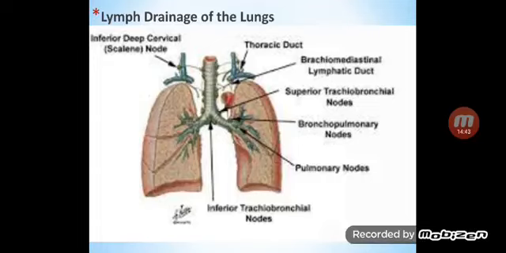Later the bronchopulmonary lymph nodes will end in the tracheobronchial lymph nodes, which end in the bronchomediastinal lymph trunk, which goes to the right lymphatic duct on the right side, and to the thoracic duct on the left side. So the lymphatic drainage of the lungs consists of the superficial plexus and the deep plexus.